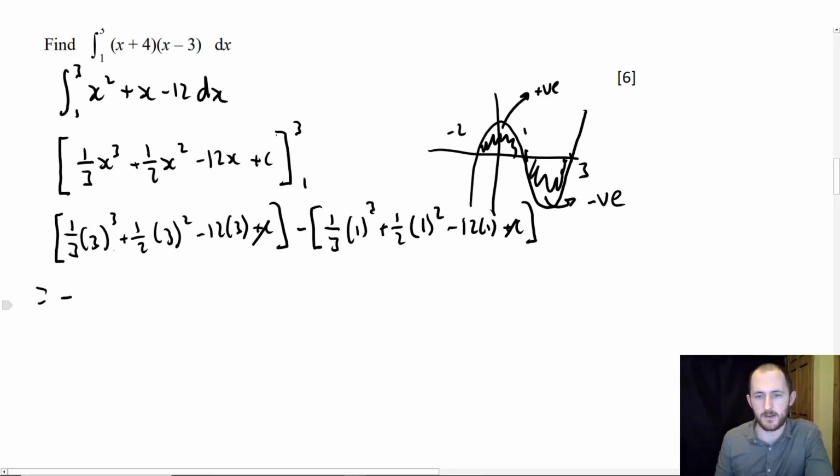But if I were to use a calculator, it'd be minus 34 over 3. And again, make sure you use 2 layers of brackets to make it super clear, make everything nice and easy. Okay, so this would be the area between the curve and the x-axis. It's negative, so it would be underneath the curve.